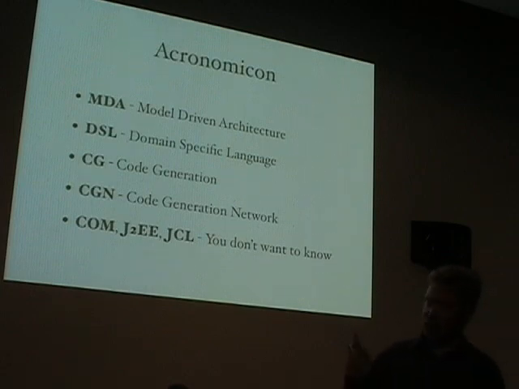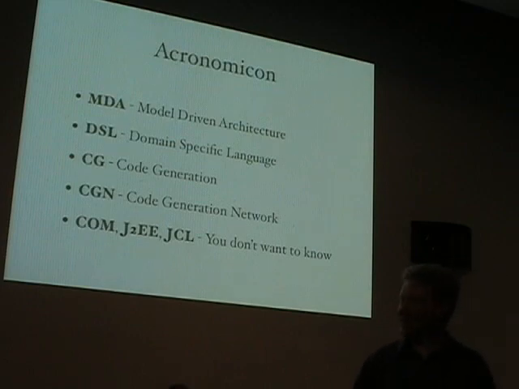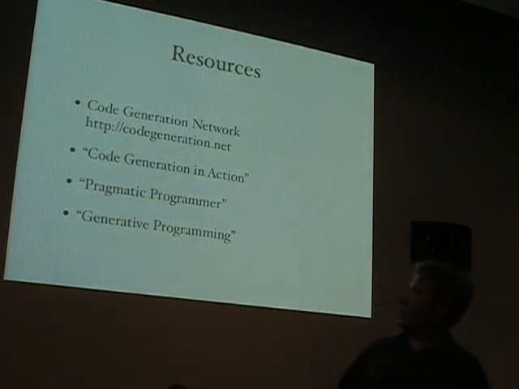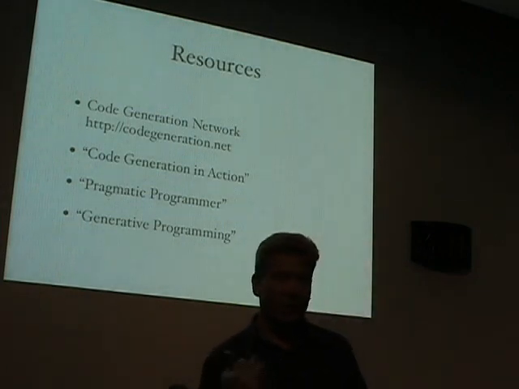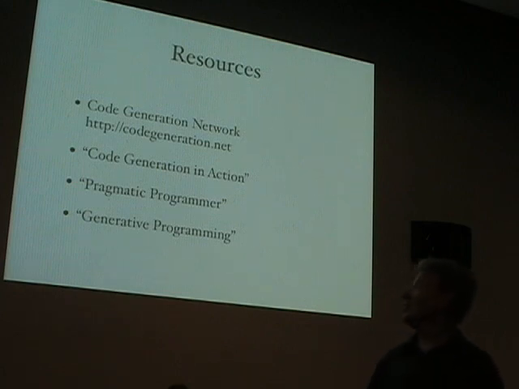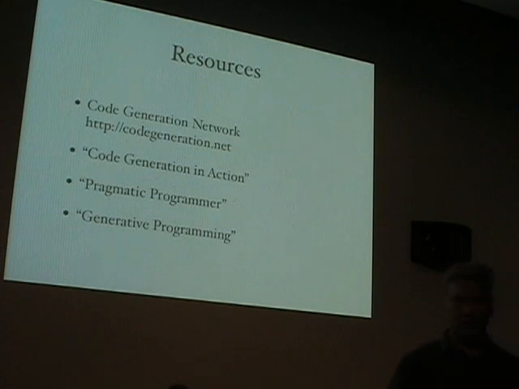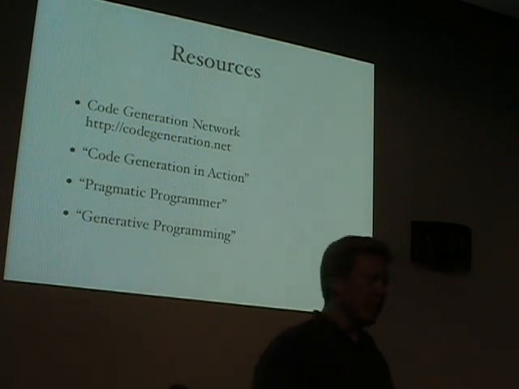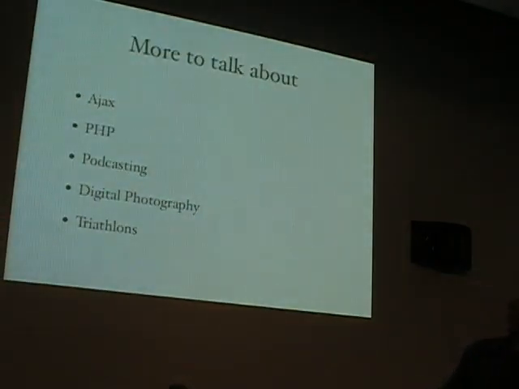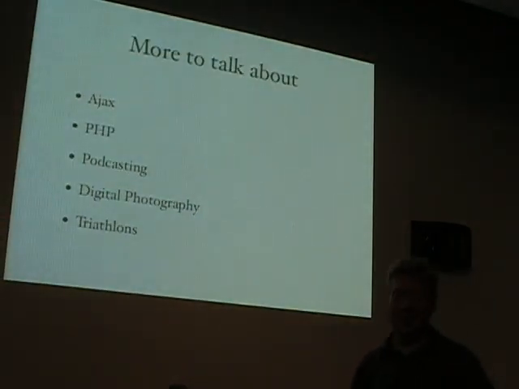CG and code generation, and CGN is my code generation network, and some cute little things. Okay, so if you want to look more deeply into this, obviously Code Generation Network is a great place to go. My book, Code Generation in Action. The Pragmatic Programmer is Dave Thomas's book, and he actually has a small section on using code generation to get better performance out of your coding time as opposed to typing faster. And generative programming is the Krzysztof Czarnecki book. I find my book tends to be a little bit more practical, and the Czarnecki book tends to be a bit more theoretical. If we ran out of time or had extra time, there's certainly a bunch of things that I can talk about. So I'll open up to the floor if you want to talk about stuff.